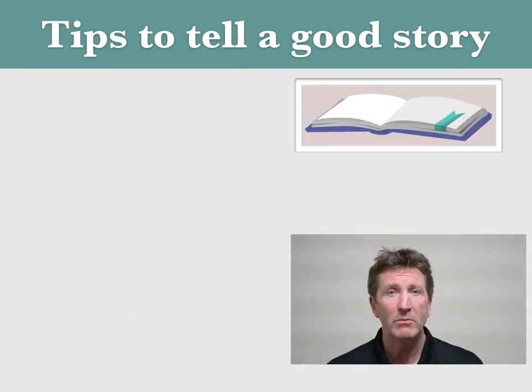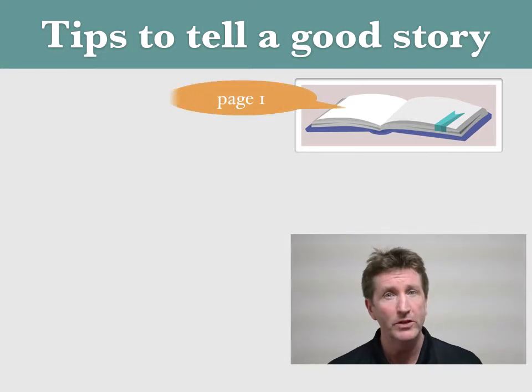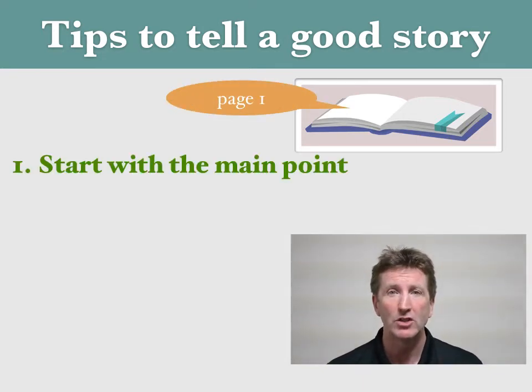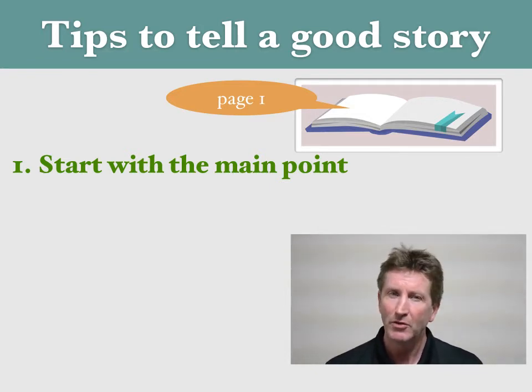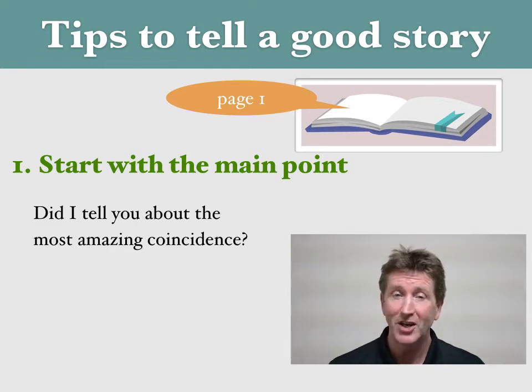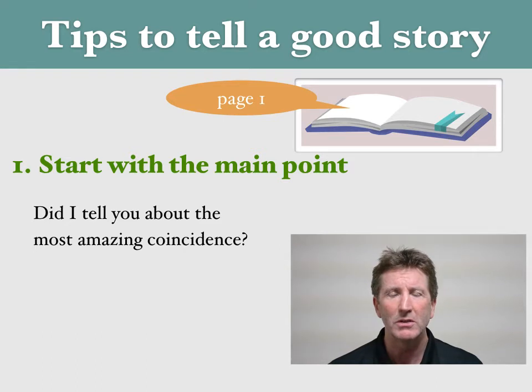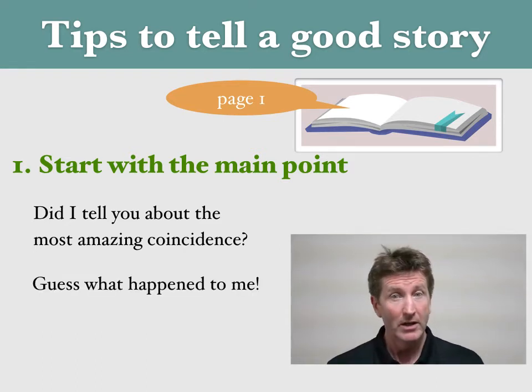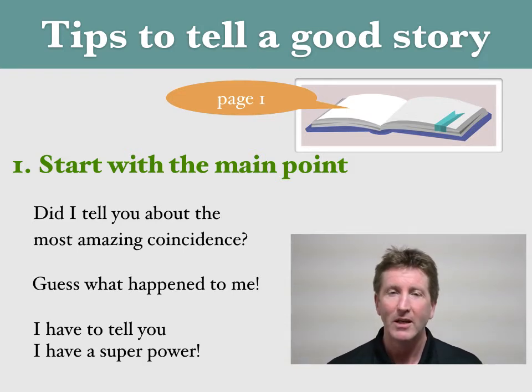One way in which we can make an impact is to start with the point of the story. In this way, our small talk partners can be motivated to find out what happened and better prepared to listen to you. There are different ways to do this. Get permission to tell the story. Did I tell you about the most amazing coincidence? Get attention. Guess what happened to me? I have to tell you, I have a superpower. Whichever technique you use, the listener will know the main point of the story, or at least the summary, and they will want to listen to the rest.